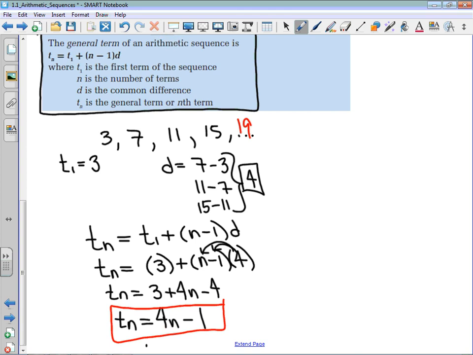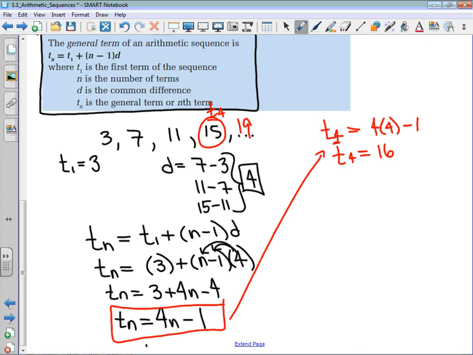What I'd like to show you is just with a couple of these numbers. Let's say I wanted to find term 4. That's this guy right here. If I use my general term here, because I'm looking for term 4, I've made n 4. I have to do so on the right-hand side as well. So that means that term 4 is going to be 4 times 4, which is 16, minus 1. I get that term 4 is equal to 15.